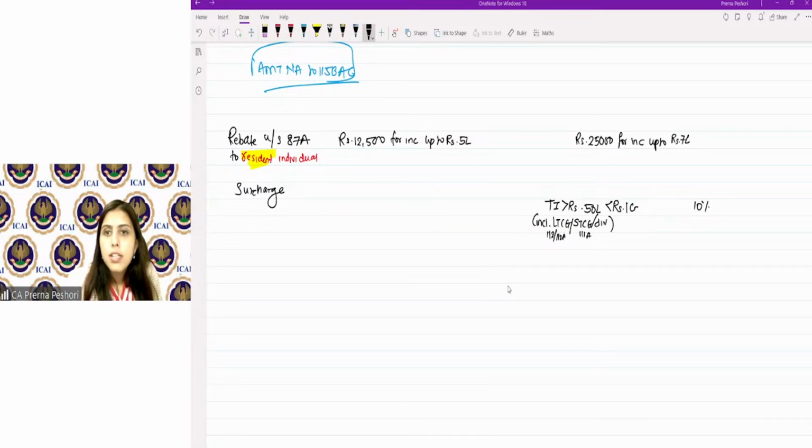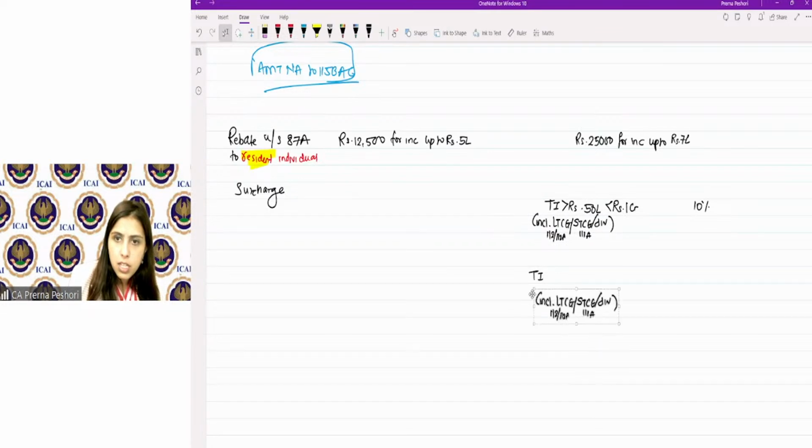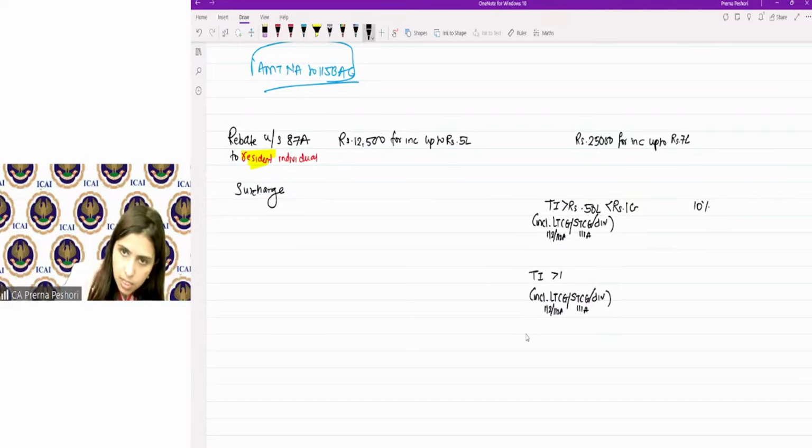Second, where the total income, again including the long-term capital gain, dividend and the short-term capital gain, is greater than rupees 1 crore but less than or equal to rupees 2 crores, the surcharge is 15%.